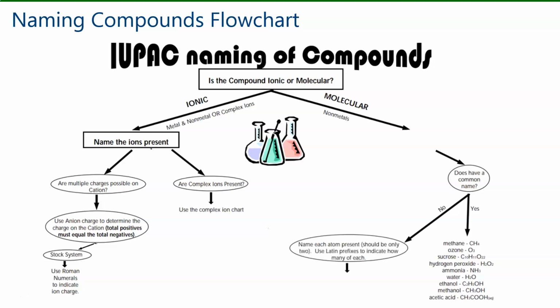If it doesn't have a common name, name the atoms present. There should only be two, and you use those prefixes, mono, di, tri, etc., to indicate how many of each. A couple other things to remember: you don't use a prefix if there is one of the first element. You only use prefixes on the first element, 2 to 10.